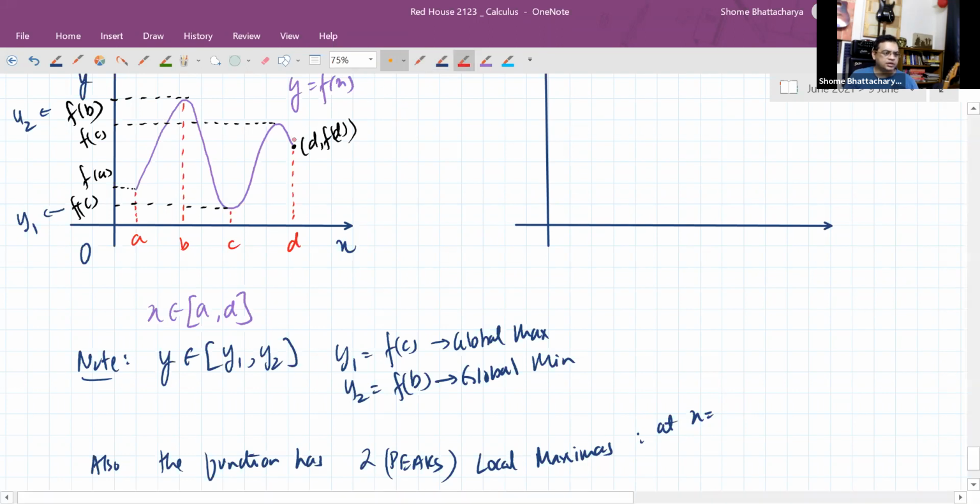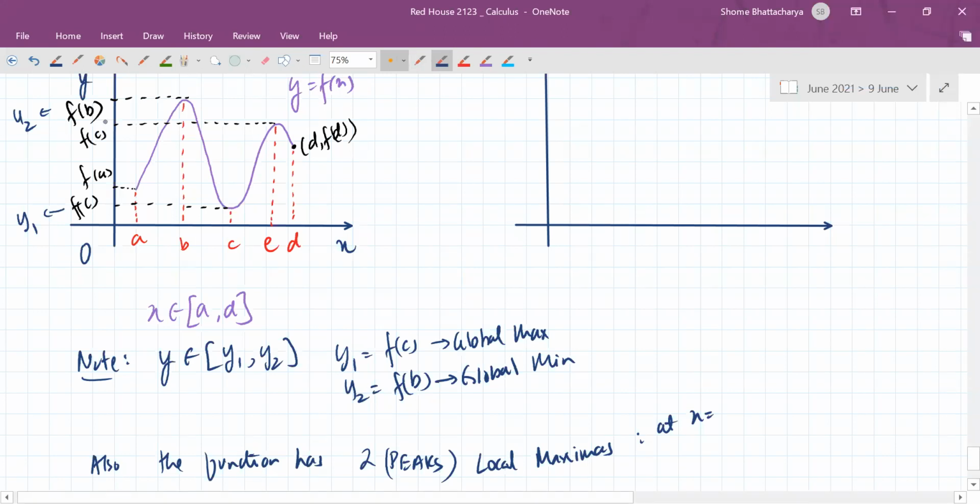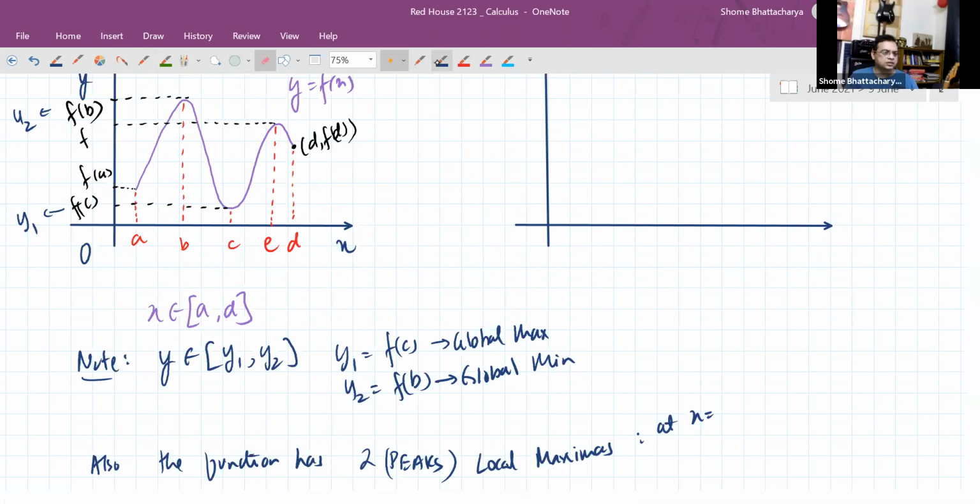Sorry, there was one more point here actually. Let's say this point is E, and this is f(E) over here. Sir, so every global maxima is a local maxima? No, not necessarily. That's the point I'm trying to make. In this case, it's happening. But visualize the previous graph I had taken. That was not happening, right?